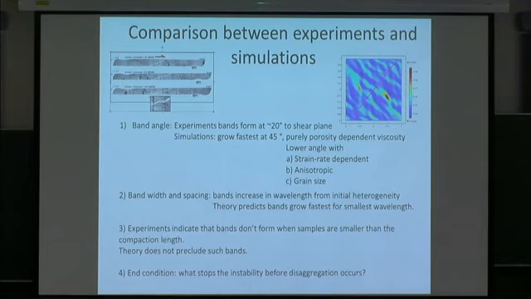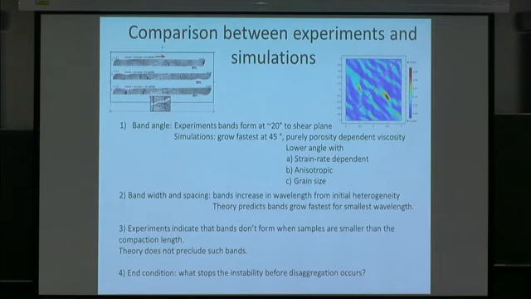A few other things. Some of the experiments seem to indicate that you don't get these bands forming if the sample is small compared to the compaction length of the material, whereas in the theory there isn't anything to prevent them from forming. Unfortunately I'm not going to address that any further, but that's another issue. The other one is the end condition. One of the somewhat embarrassing things, at least in my numerical models, is that they end when they crash, essentially.